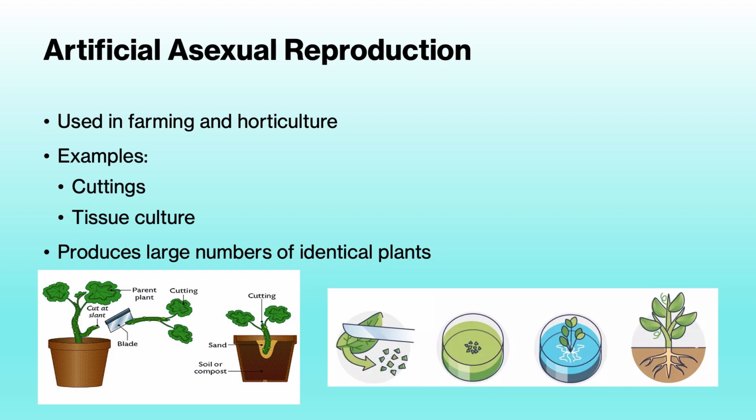Finally, plants can also reproduce asexually through artificial methods, such as cuttings and tissue culture, which are used in farming to produce large numbers of identical plants which can have the desired characteristics.